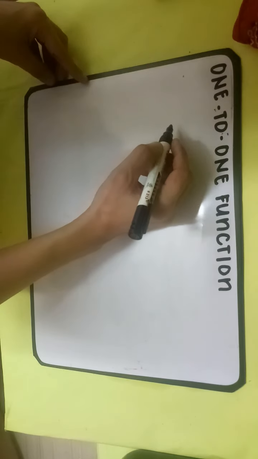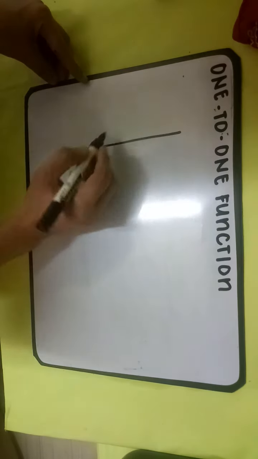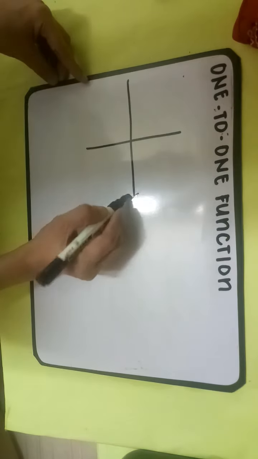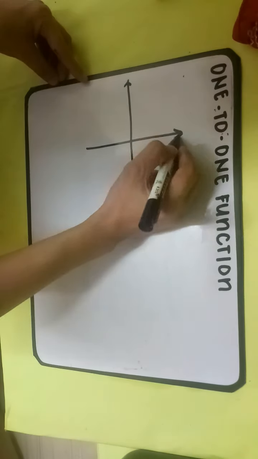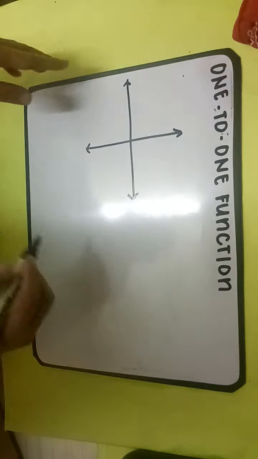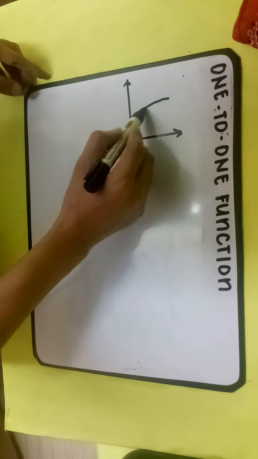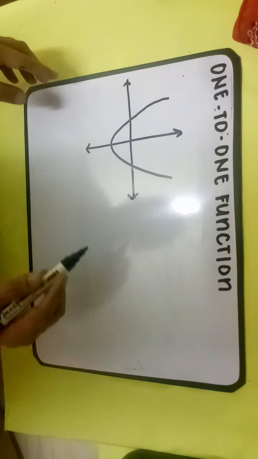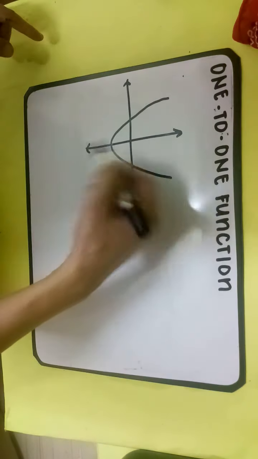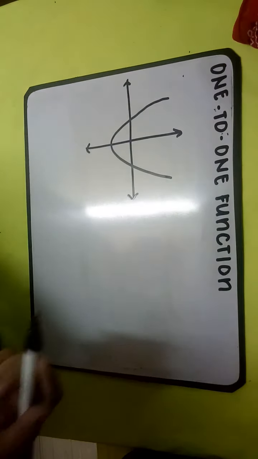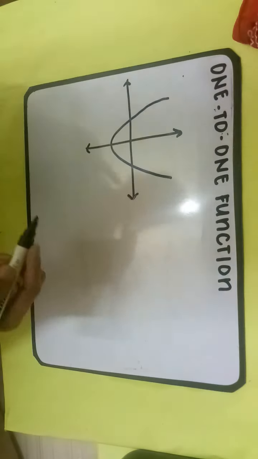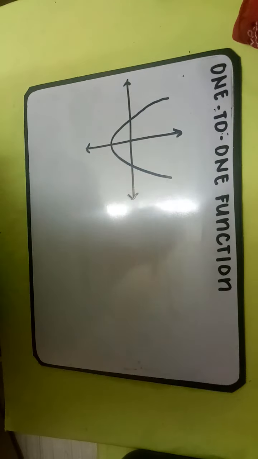For example, a quadratic equation is a function. So that is under polynomial function. So this is the coordinate plane. And for example, we have a given parabola. So if we apply the vertical line test, that represents a function because the vertical line intersects only once the graph of a parabola.